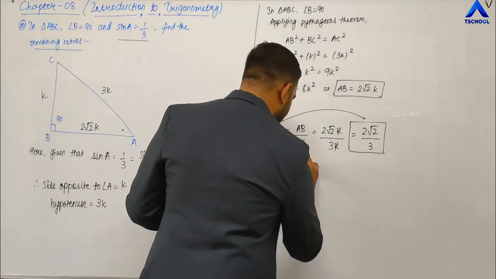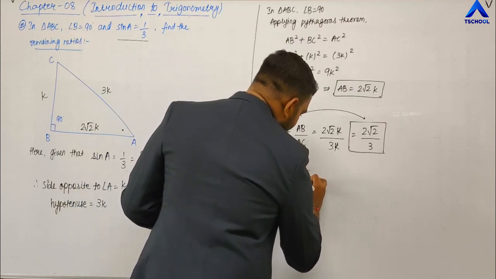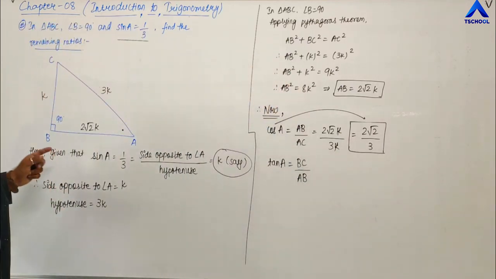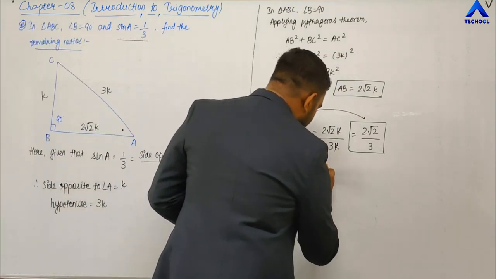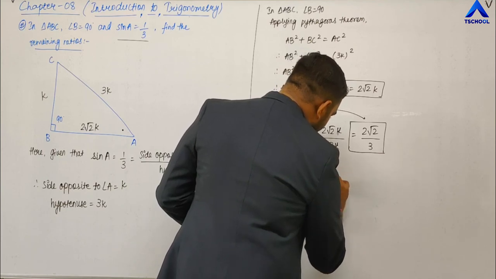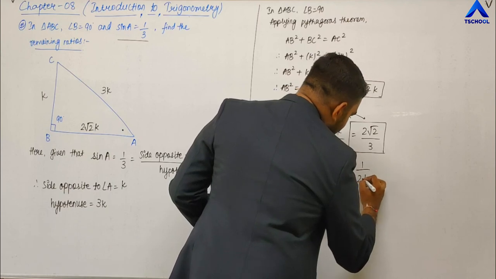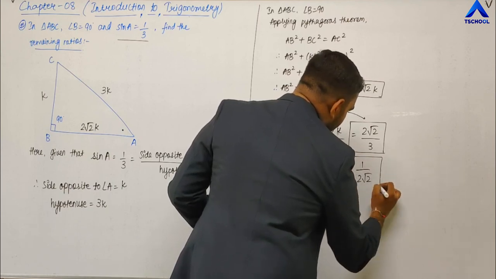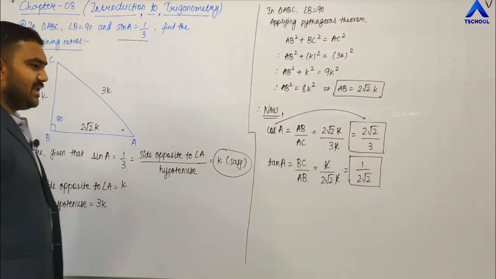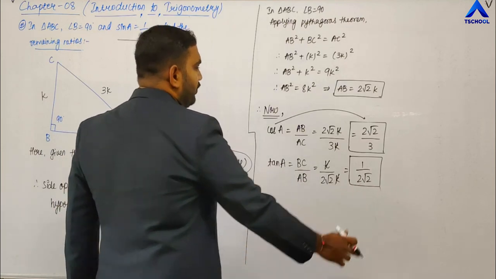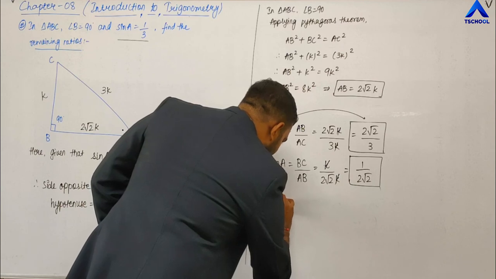So side opposite to angle A, that is BC, upon side adjacent to angle A, that is AB. So tan A is basically BC upon AB, which is equal to K upon 2 root 2 K. K and K can be cancelled, which is equal to 1 upon 2 root 2. So we got the second required ratio, that is tan A is equal to 1 upon 2 root 2. Right?